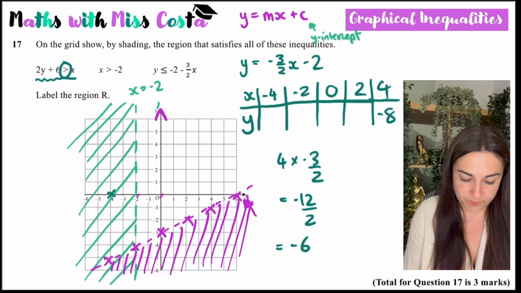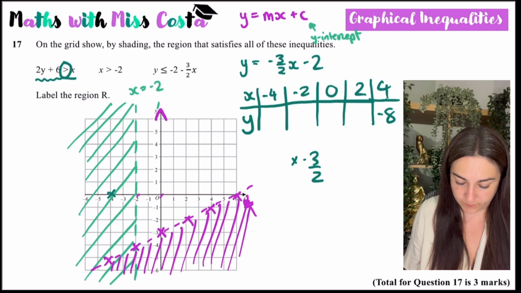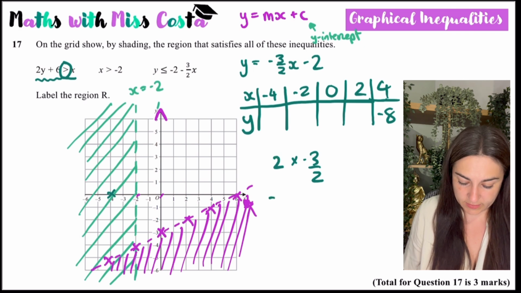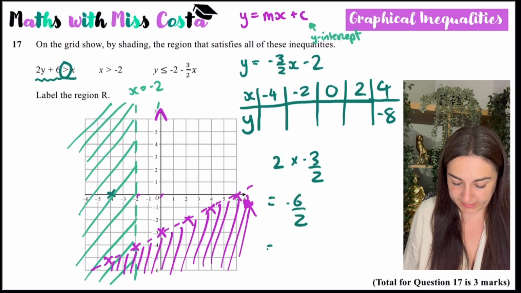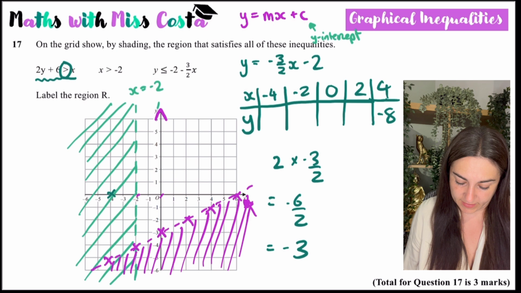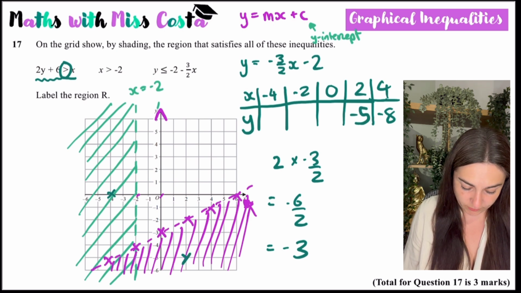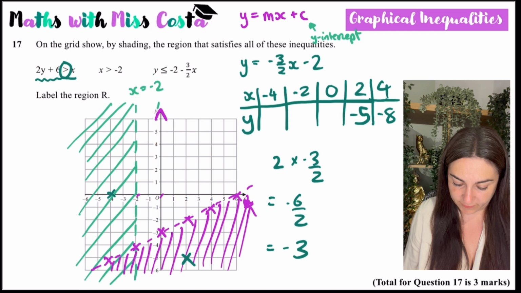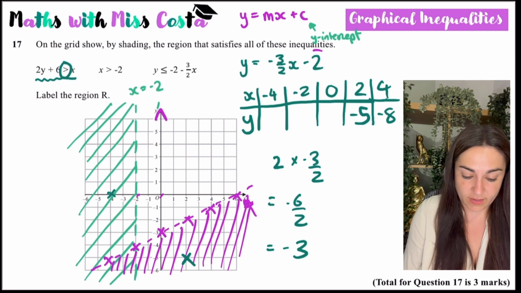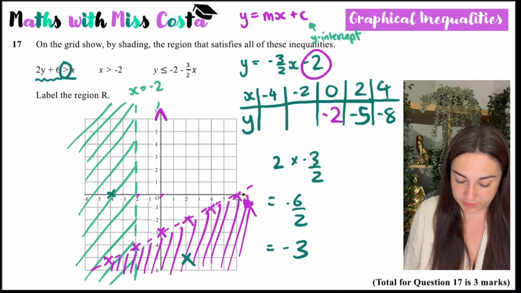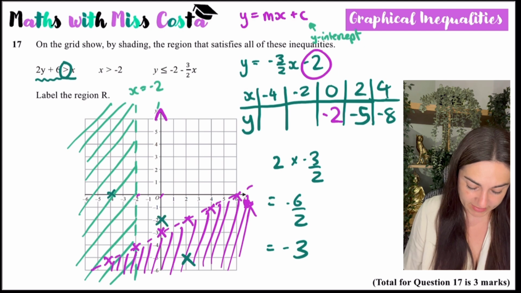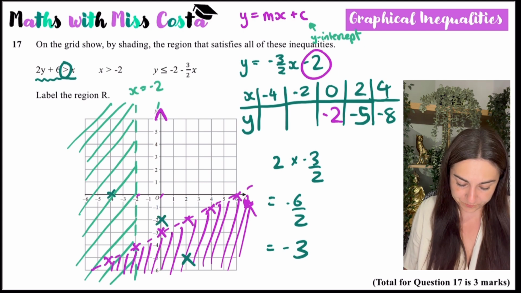So let's try 2. So 2 times -3 over 2 is -6 over 2, which is -3. -3 minus 2 is -5. So I've got 2 and -5. Then I've got 0. I know that the y-intercept is going to be -2, so automatically I know that's going to be -2, but you can still work it out.